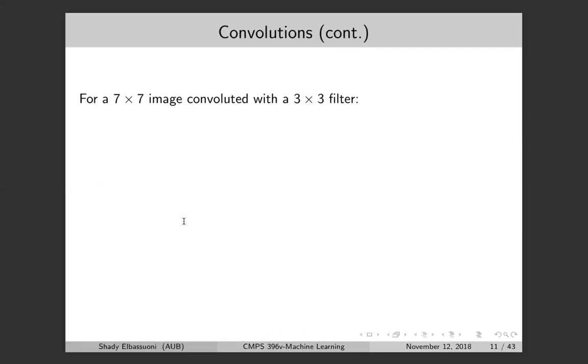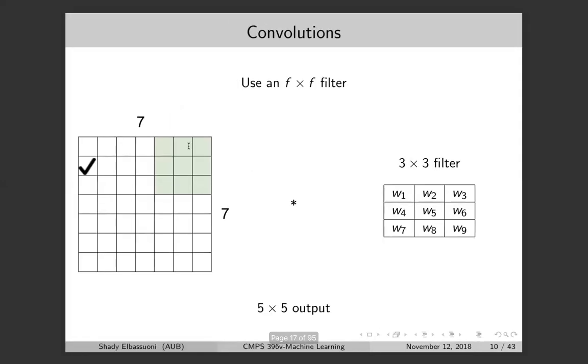So for a 7 by 7 image convoluted with a 3 by 3 filter, you have a 5 by 5 output. Each output acts as a neuron. So you can assume that every output acts as a neuron. Why does it act as a neuron? Because if you look at it, what is a neuron? A neuron takes a set of features, multiplies them by weights, sums, and that gives you a signal. That's exactly what happens here. So you take 9 pixels here, multiply them by these 9 weights and sum, and that gives you an activation value, one single value, which is the effect of activating a neuron.